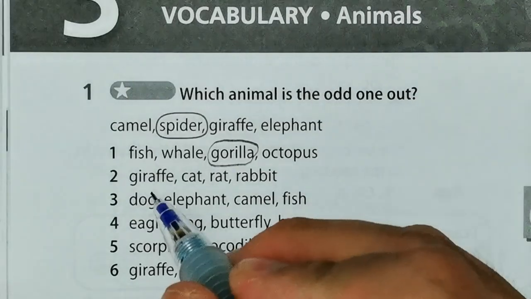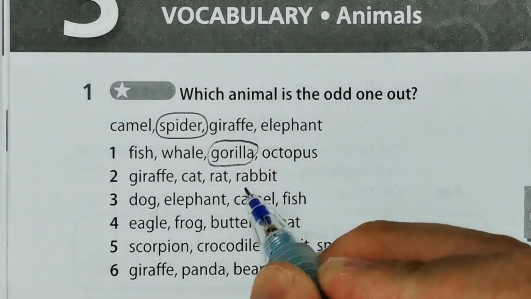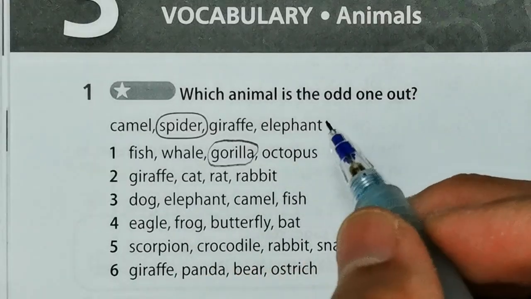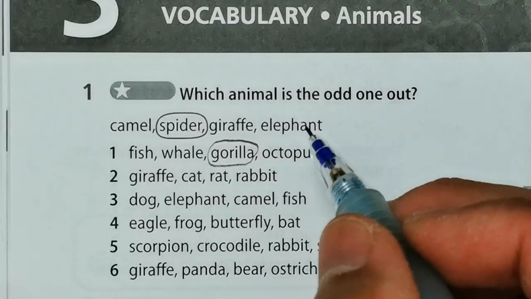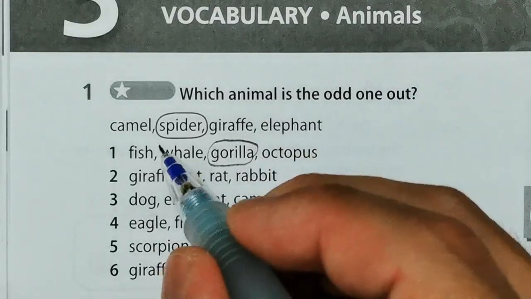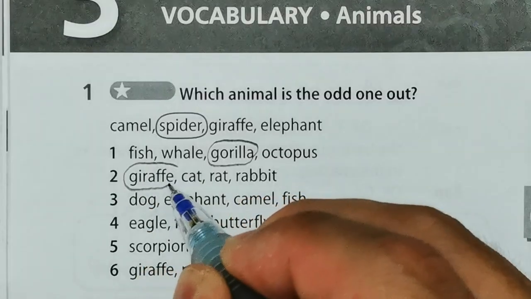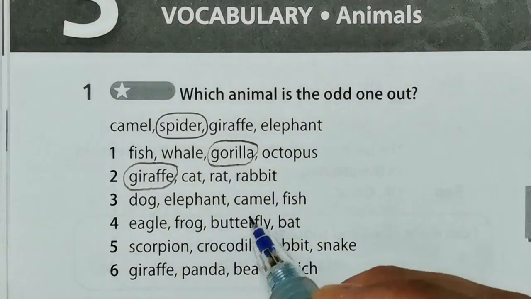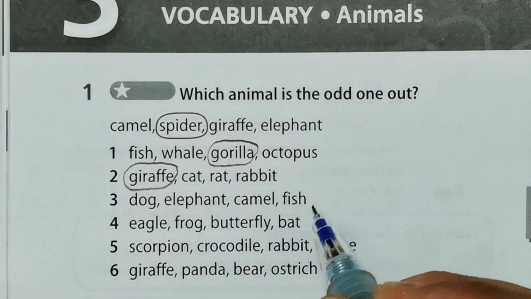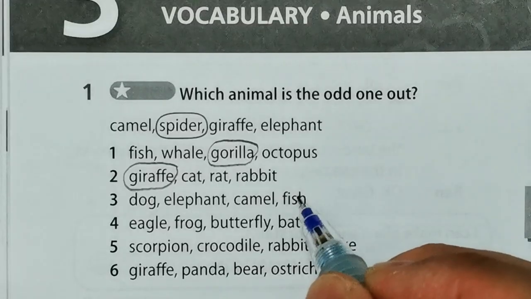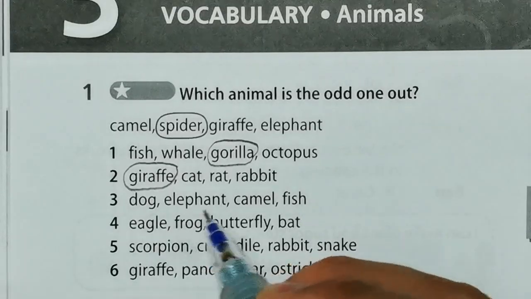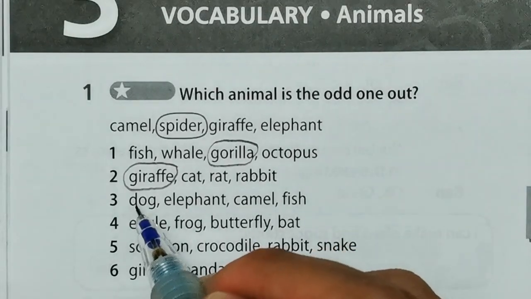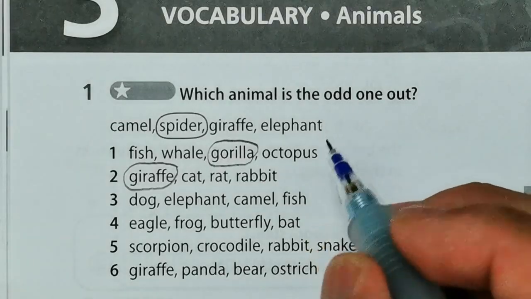Number 2, we have giraffe, cat, rat, and rabbit. So as you can see here, cat, rat, and rabbit, they are smaller land animals as compared to giraffe. So we have this giraffe here. And then number 3, we have dog, elephant, camel, fish. So obviously fish, it lives in the water compared to these three mammals. So although this is big, and this is smaller land animal, so we circle fish.